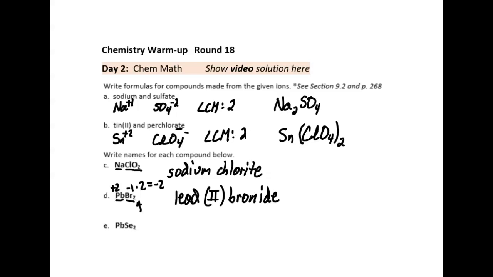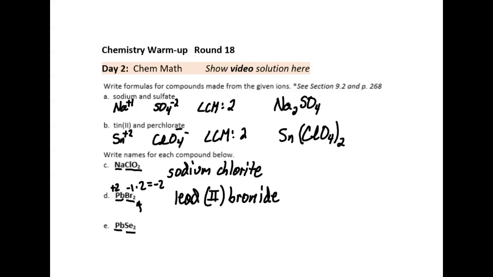Question E. Here I see Pb again. So I know it's either +2 or +4. In order to figure out which it is, we have to look at the negative charge. So Se, that is the element selenium. When it's an ion, it would be selenide. Selenium is in group 6A.